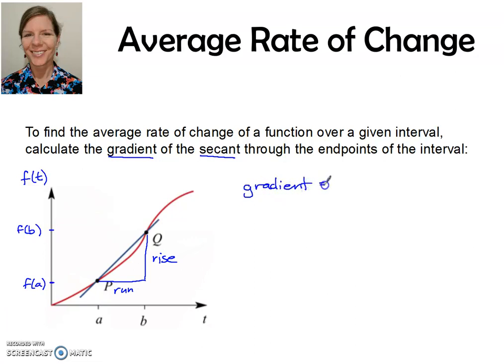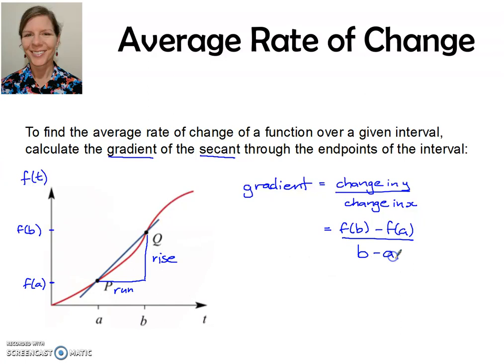Okay, and of course the rise is the change in y, so the difference in the y values over the difference in the x values. To work that out, we find the second y value minus the first: it's f of b minus f of a. And then for the x values, it's b minus a. And that's it. We're just finding the gradient of that straight line where we've joined those points.